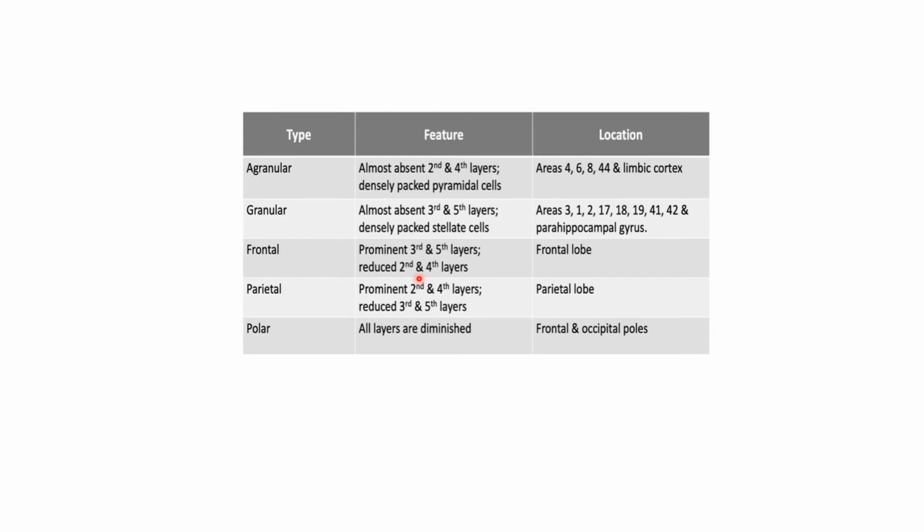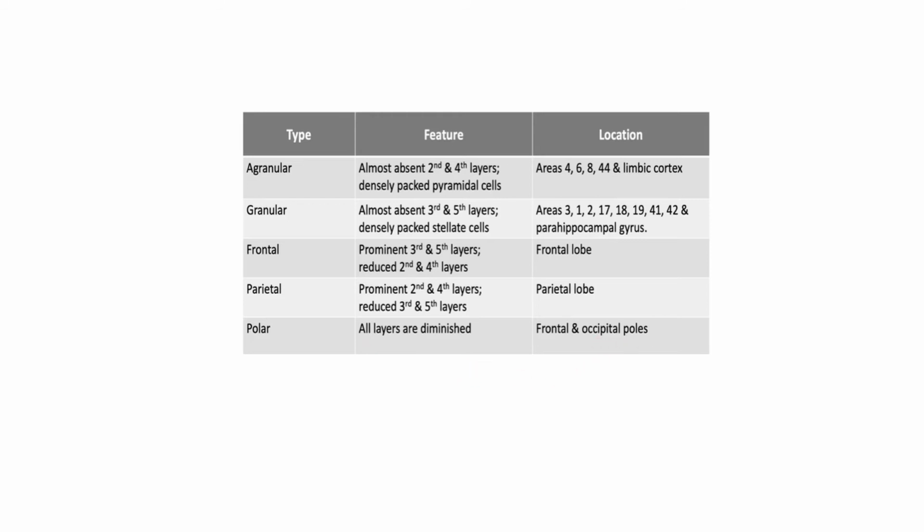The prominent layers in the frontal cortex, again the motor cortex, are the 3rd and 5th, with reduced 2nd and 4th, that means outer granular and inner granular are reduced. In the parietal cortex, the 2nd and 4th, the granular layers, are prominent, and the 3rd and 5th, the pyramidal cell layers, are reduced. They are parietal lobe.